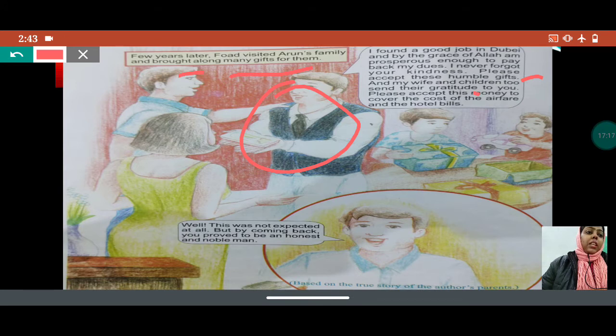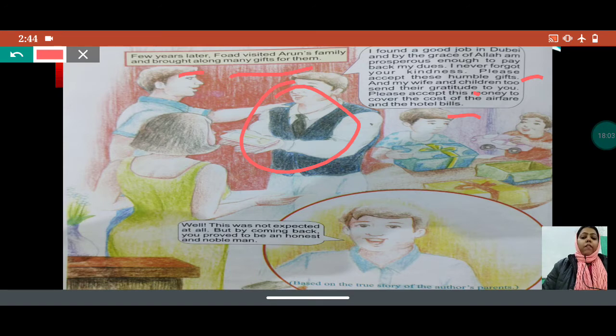Please accept this money to cover the cost of the airfare and the hotel bills. Now, Ford returned to India. He said to Arun that he had found a good job in Dubai, and he was prosperous enough. Prosperous means successful enough to pay back all his dues, all the money that was owed by him. So he is now able to pay all of those back. He was very thankful for the kindness which Arun showed to him, and he also said that his wife and his children have also sent their gratitude towards them.